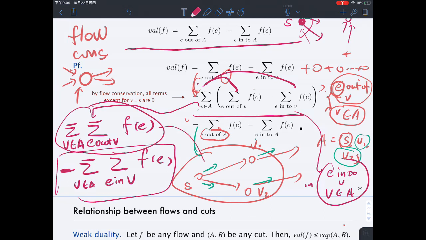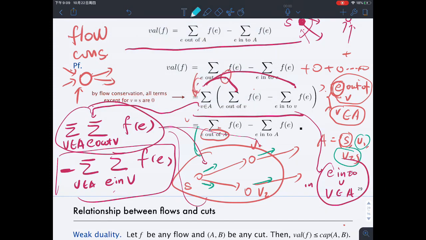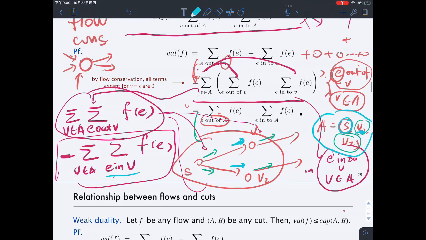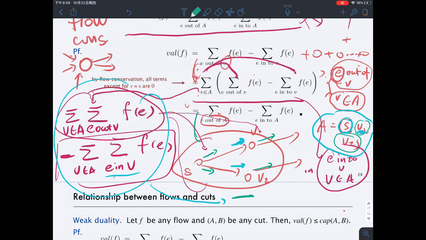For the first part of summation, those correspond to the green edges. For the second part of summation, I'm also trying to draw things a little bit out. Again, A consists of these three components, and if I look at S, there is nothing coming into S, so I don't need to calculate anything. If I look at V1, this is the edge that's coming into V1, and this is the edge coming into V2. So when I do the subtraction, it really means that I want to use the green edges minus the blue edges.